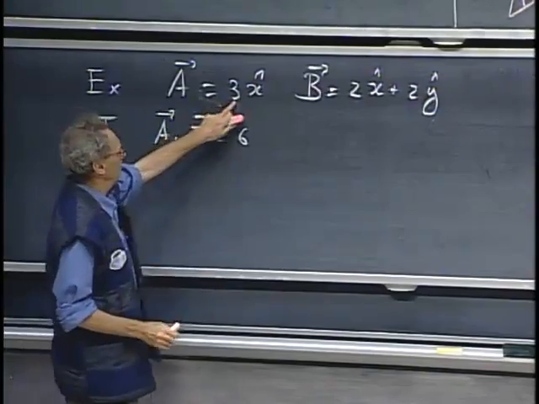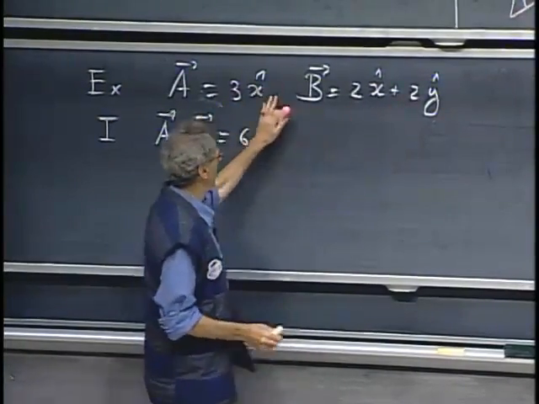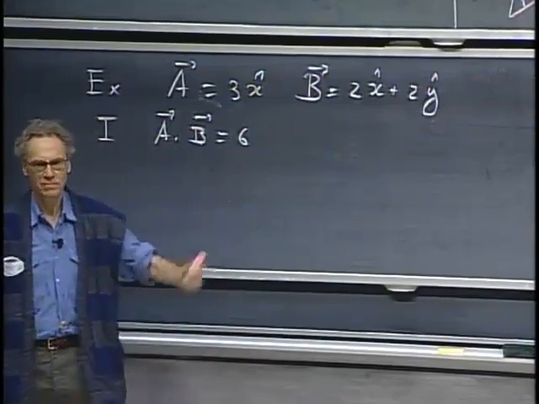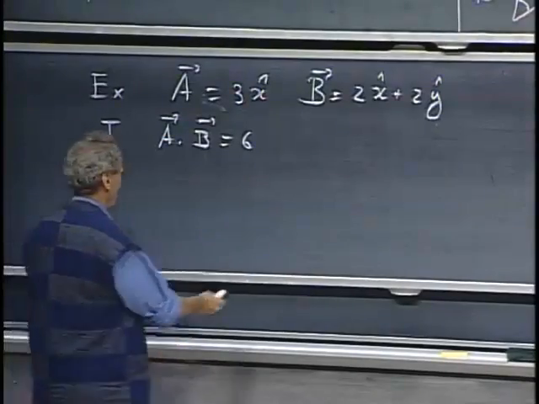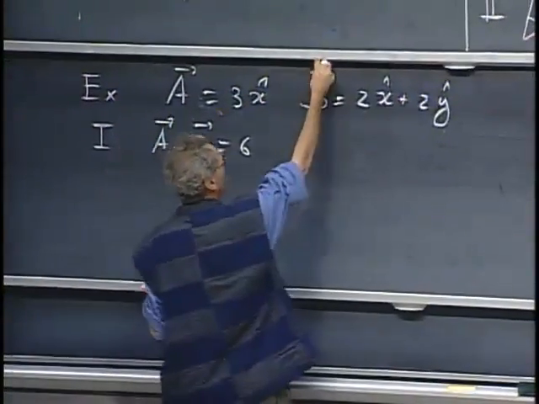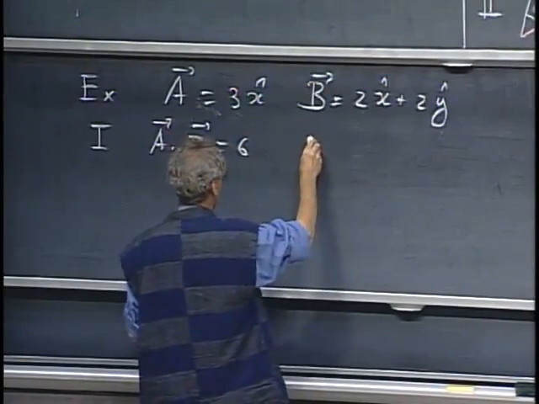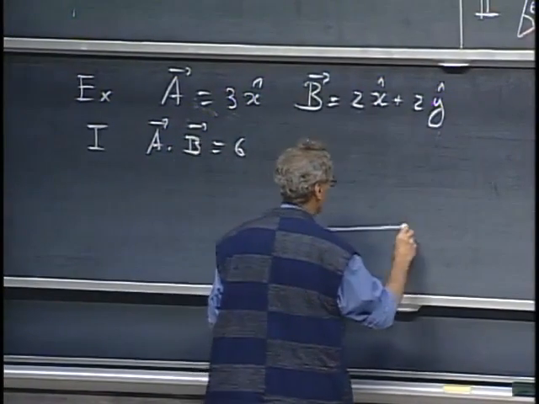There is no a_y, there is no a_z, so that's the answer. It's just 6. That's the dot product. You could have done it that way. It's a little bit more complicated, but I certainly want to show you that it works.